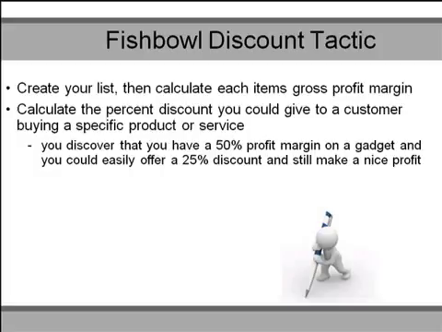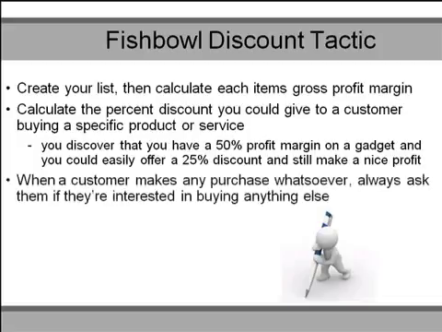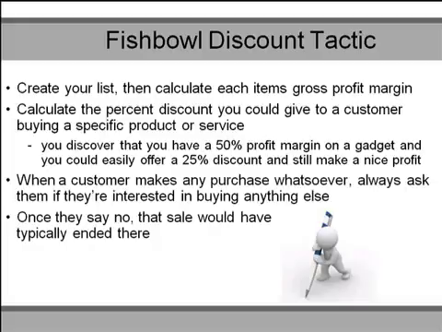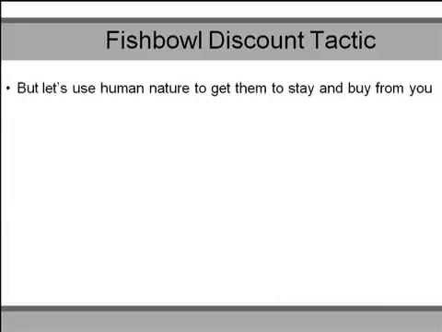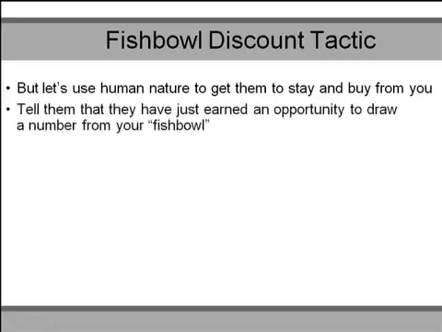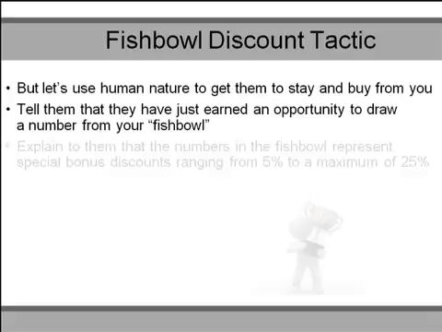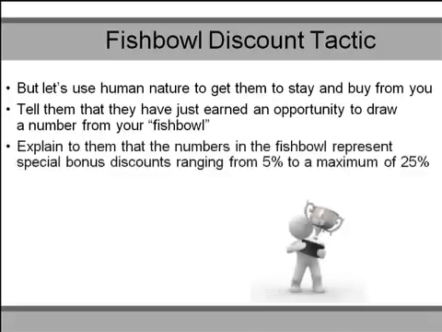Now that you know how much you can discount the item you're promoting and still make a comfortable profit, here's what you do. When a customer makes any purchase whatsoever, always ask them if they're interested in buying anything else. Once they say no, the sale would have typically ended there and they would have left. But let's use human nature to get them to stay and buy from you. Tell them that they have just earned an opportunity to draw a number from your fishbowl, or whatever you choose that would be similar in nature, and explain to them that the numbers in the fishbowl represent special bonus discounts ranging from 5 to a maximum of 25%.